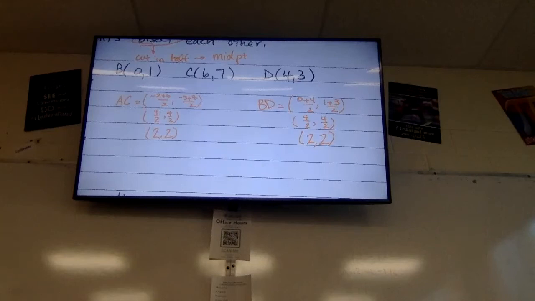Right. Did everybody get 2, 2? Perfect. That proves it because my midpoints are the same. So because these are the same, I'm going to say yes. And I can say because the midpoints are the same, which means if their midpoints are the same, they bisect each other.